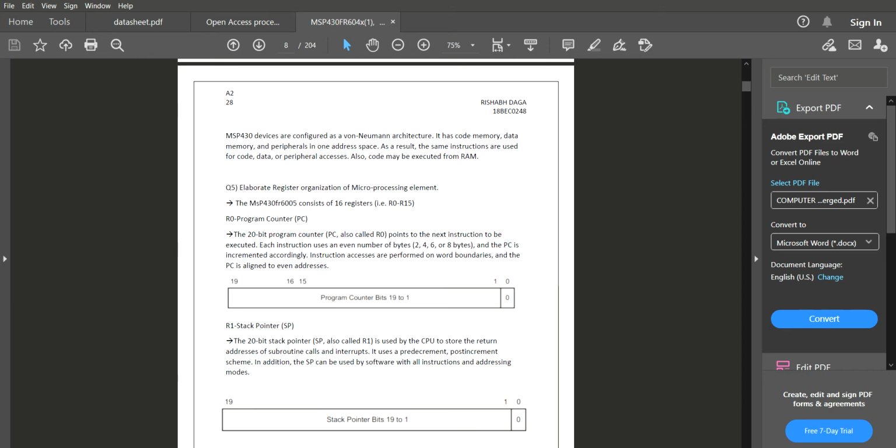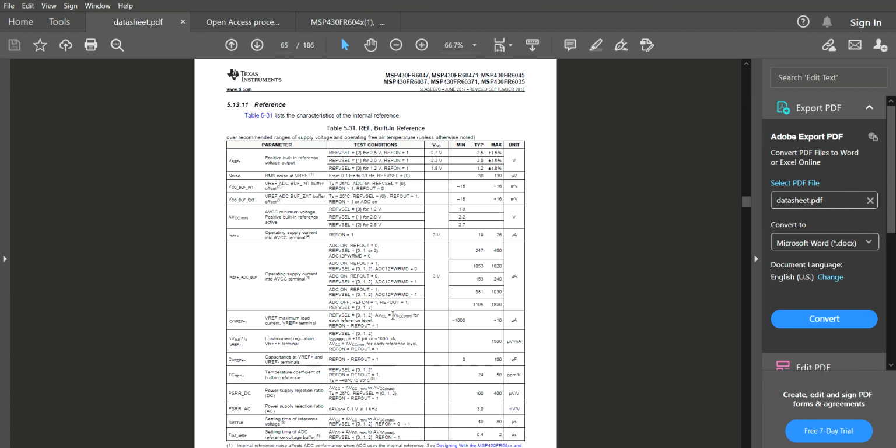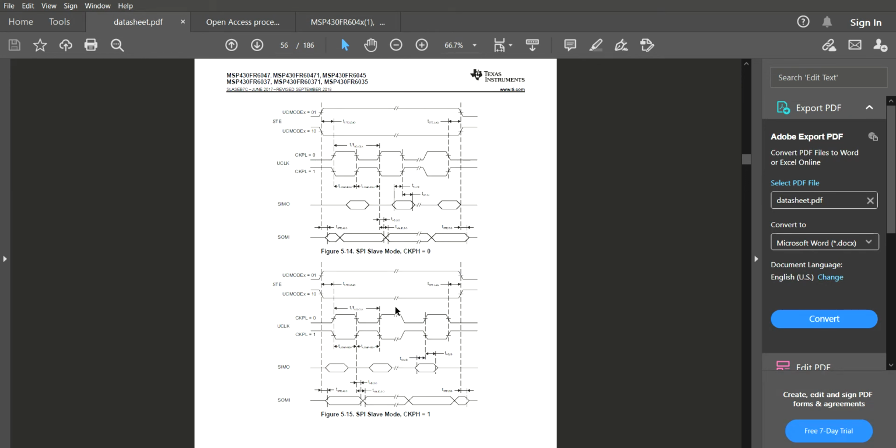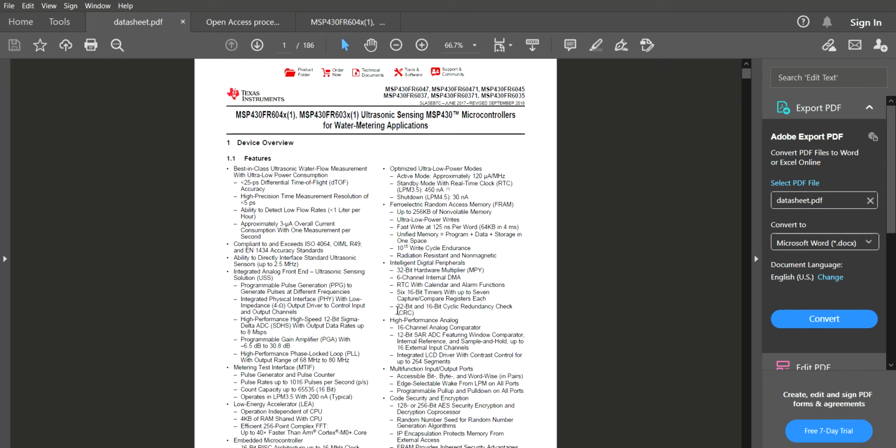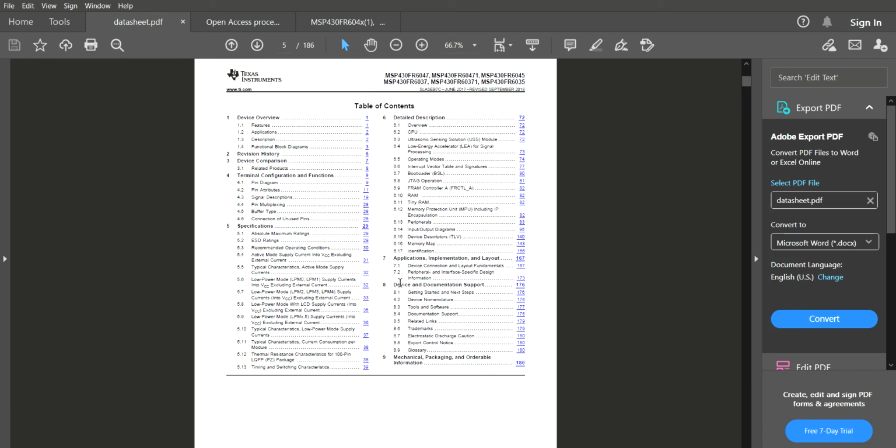Wait, before we do that, let us see what all we have uploaded. Yeah. Now, register organization of the microprocessing element. Again, you have to go to the datasheet, go to the index and read the index completely, to see where it is written about registers and all that. So when you look at it, device overview, functional block diagram, right? Now you have to go to where you think the registers overview might be.